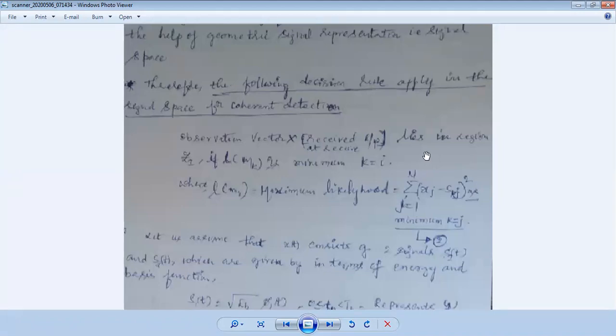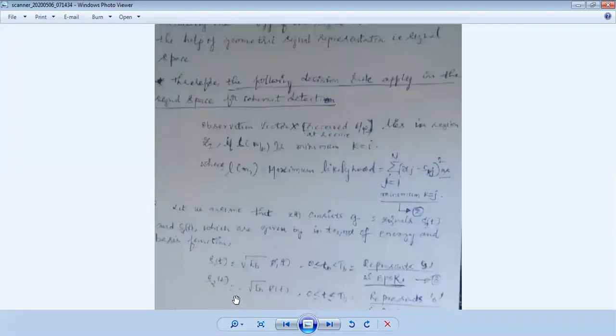If any received function, that is a received bit, lies within the expected region, then the received message is the same as the transmitted bit at the transmitter. That means for that condition, the observation vector, capital X, the received input, lies in the region of Z1 if the message m is equal to k.